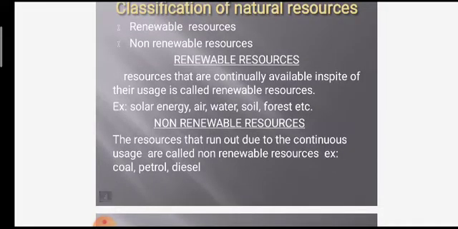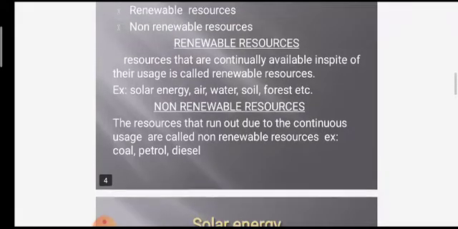Now, what do you mean by non-renewable resources? Non-renewable resources are those which cannot be renewed. We cannot make them again and again. The resources that run out due to continuous use are called non-renewable resources. If we use them continuously, these resources will get exhausted. That is, after some time they will get finished.